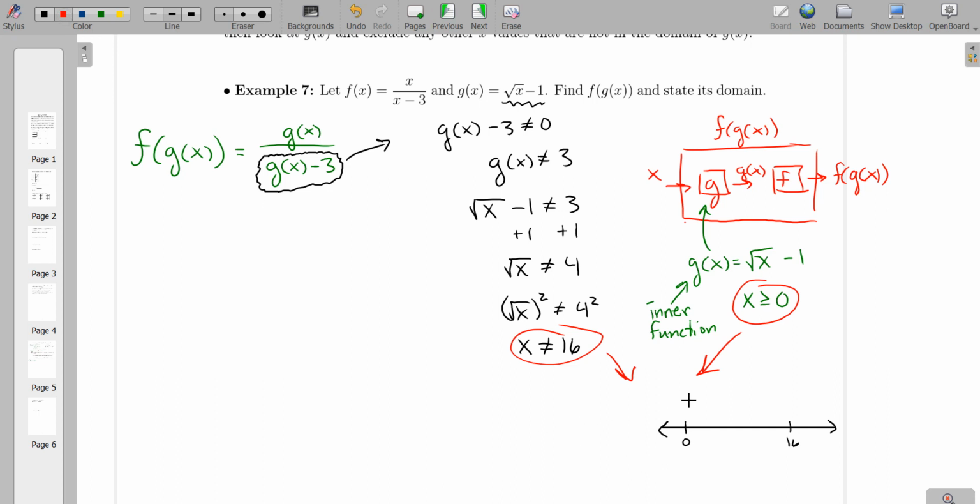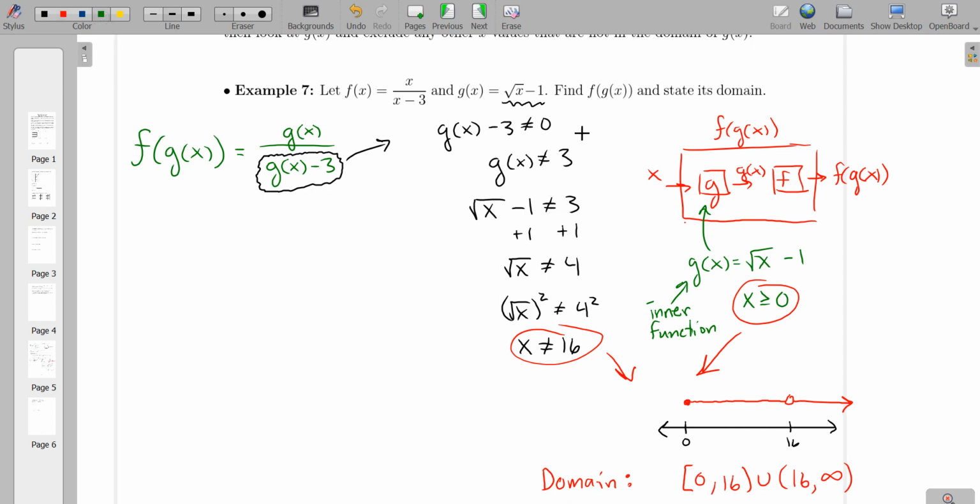So it looks like we're starting at 0, but then we're going to get interrupted at 16, right? So starting at 0, greater than or equal to, so I'll use a solid dot, and then we go up. But then right at 16, I'm going to stop because I don't want x to be 16, because otherwise that'll cause me to divide by 0 here. So this would be 0 to 16 with parentheses on the 16, and then 16 to infinity. So that's the domain of our composition of functions.